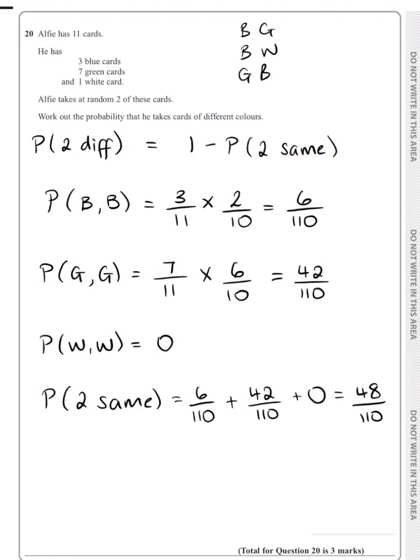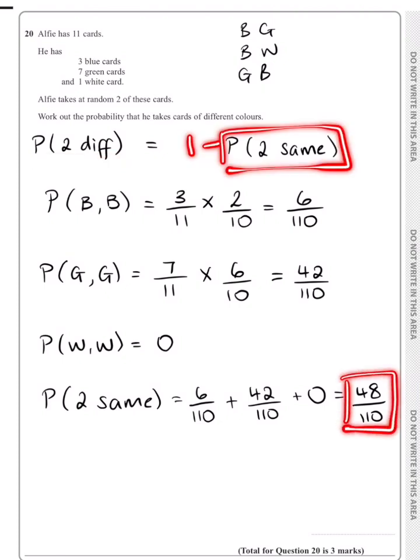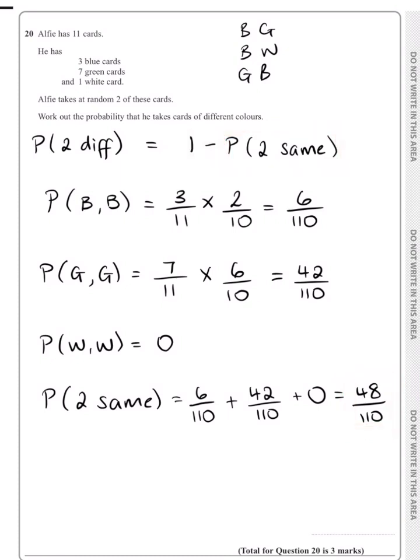Now, to find the probability that 2 cards are different, we just need to do 1 minus the answer that we found down here. So our final answer, the final part of the question, is going to be probability that we get 2 different cards is going to be 1 minus 48 over 110. So we need to think, how much more do we need to get to 110? So the answer to this is going to be 62 over 110.